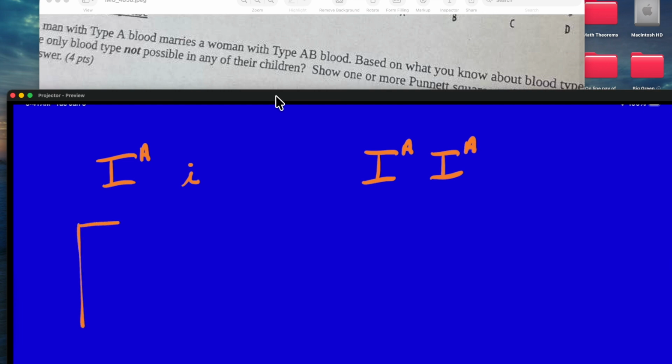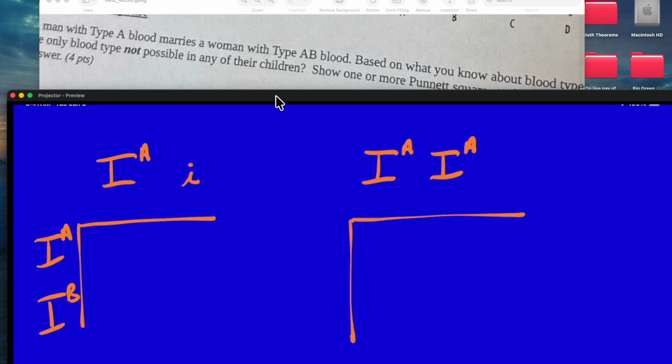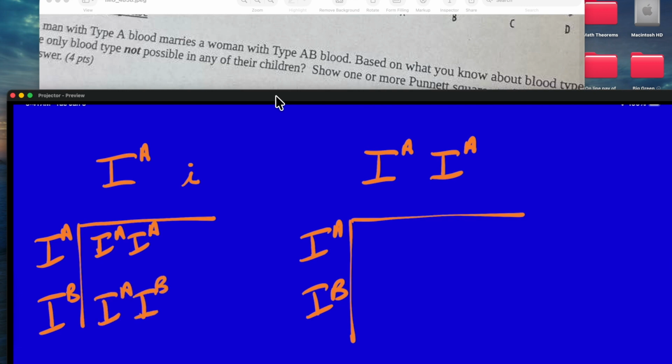In terms of the mom, who's AB, she's going to have one of each. The allele for antigen A and antigen B are considered co-dominant. Okay, so it's going to be one of these two scenarios. So here we're going to have two A antigens, so that child would be type A. Here we're going to have an A and a B, so that child would be type AB. Here we're going to have an A and an I, again type A. And here a B and an I, that would be type B.